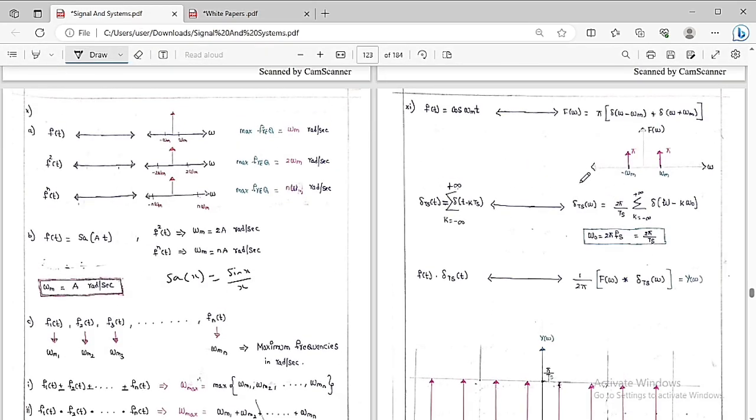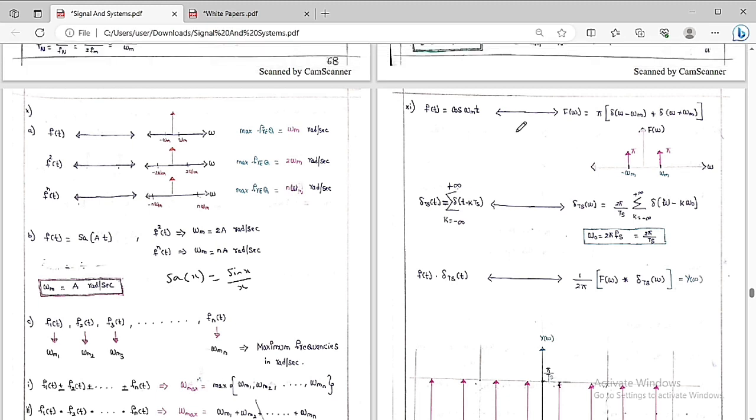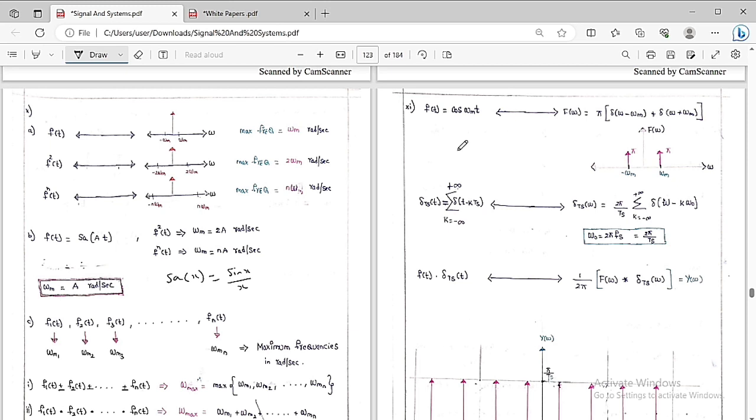Now, let's go for another point. Suppose f of t is cos omega m t. The next concept is here. Suppose f of t is there, cos omega m t. So f of t is equal to cos omega m t.